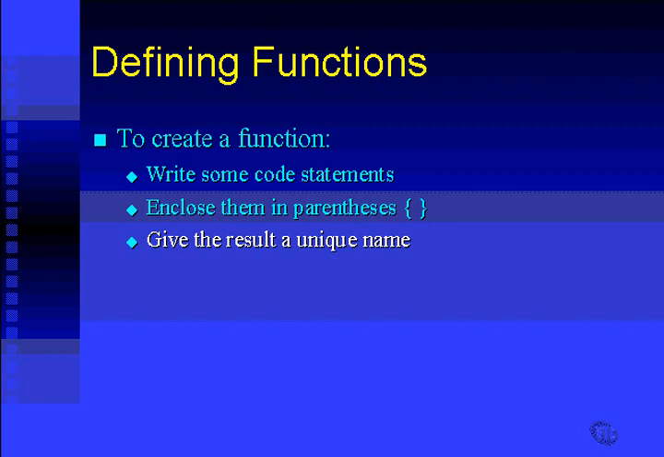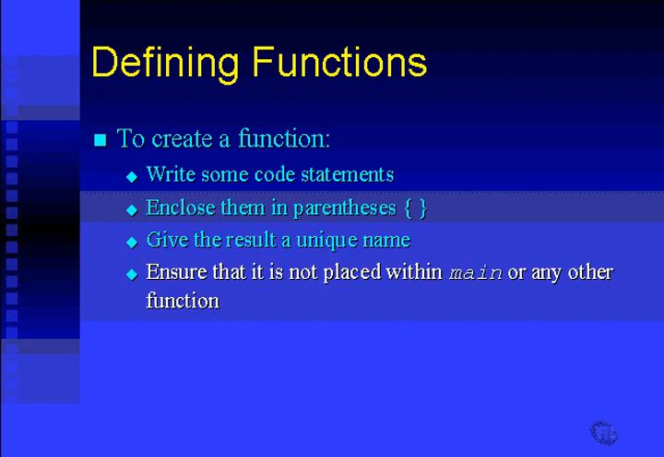When I say a unique name, I mean you can't have two functions both called main, and you can't have two functions both called printf. That would be kind of dumb, because you'd never know which one you were trying to call. So you give it a name, hopefully a unique one, and ensure that the resulting code is not sitting inside a main or inside any other function. I'll show you an example of what that looks like in just a moment.